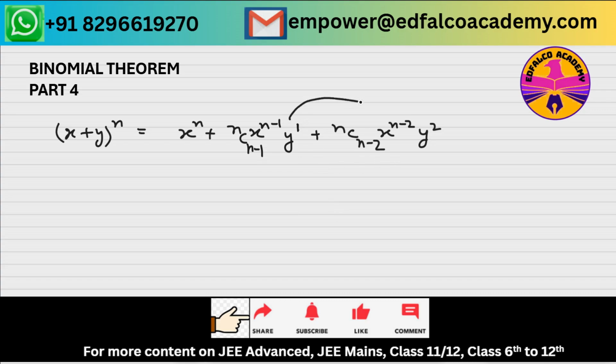As you can see here, it is going from y to the power 1 to y to the power 2, and here it was basically y to the power 0. So then it has become 1, and then it has become 2. Same way you see that x to the power n, I am reducing the factors now, so it is going to n minus 1, and from here it's going to n minus 2.